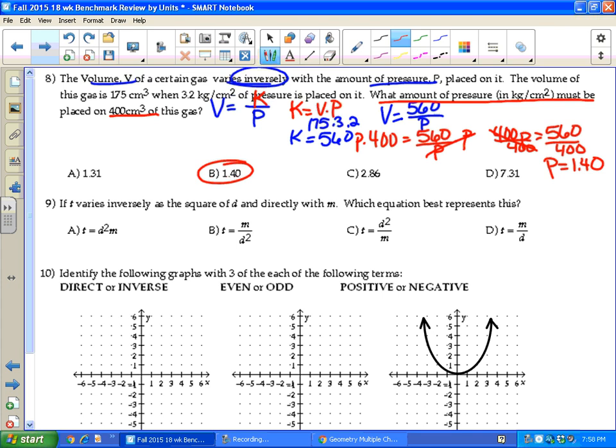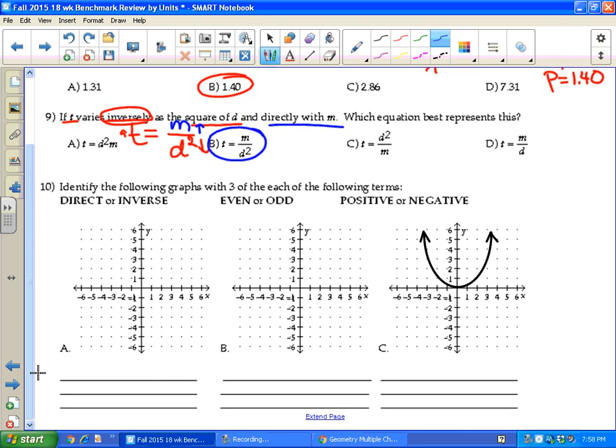If T varies inversely as the square of D and directly with M, which equation best represents this? What I see first usually comes first. So T varies, that's going to be equals. When it says inversely, that part goes on the bottom. Okay, so this is on top. Inversely would be the bottom. The square of D is D squared. And then directly, when it says directly, that means that's on top. So it's directly with M. Choice B is correct.